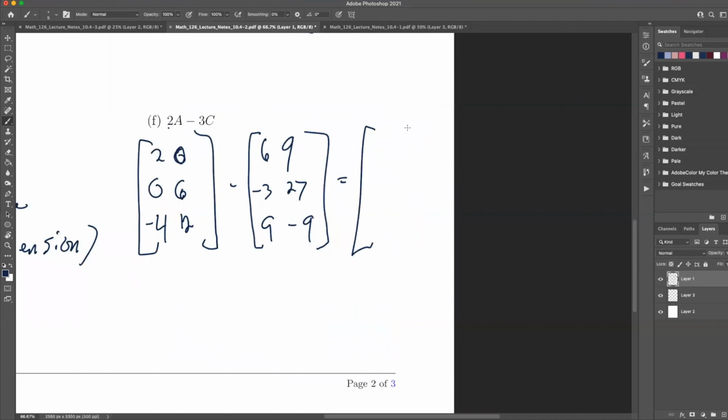All right, so here we're just going to go entry by entry. 2 minus 6 is negative 4. 0 minus 9 is minus 9. 0 minus negative 3 is positive 3. 6 minus 27 is minus 21. Negative 4 minus 9 is negative 13. And then negative 12 minus negative 9 would be plus 9, so it'll be negative 3. Okay.